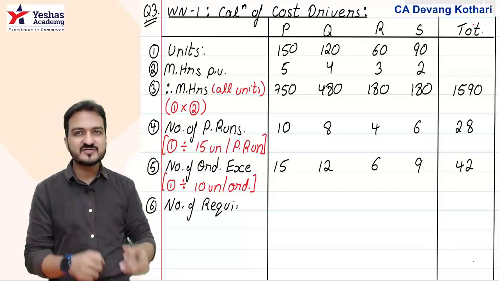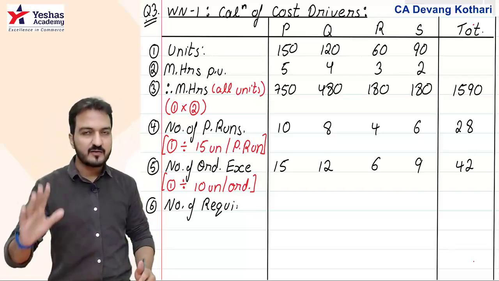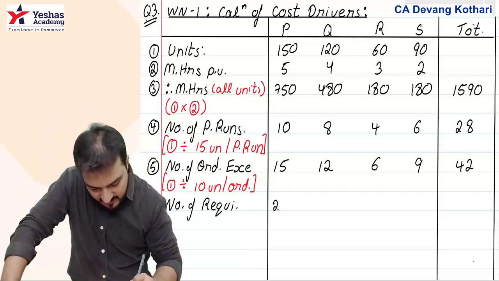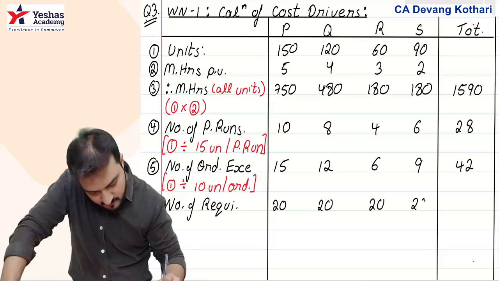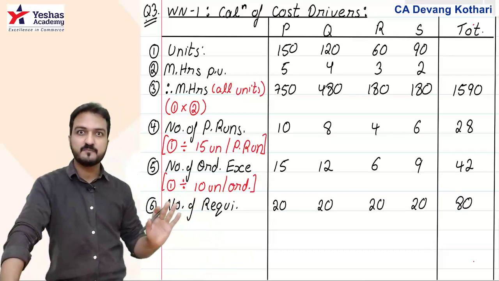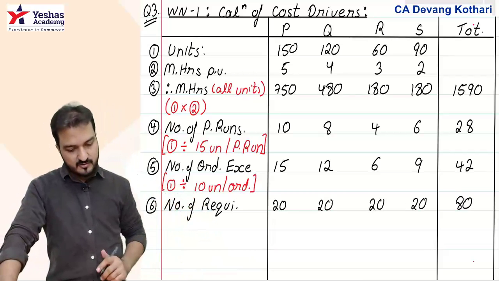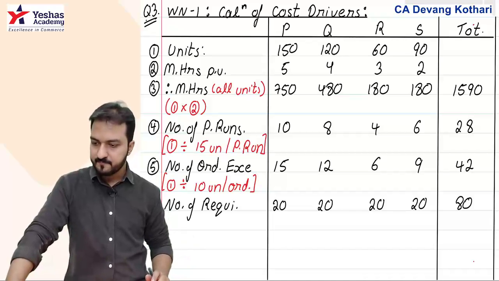Number of requisitions, but that number of requisitions is already given. You're already told that the number of requisitions is 20 for each product. So 20, 20, 20, 20. Total 80. Simple. Clear? Yes. Okay. This is, I think, all we need in our working note 1.